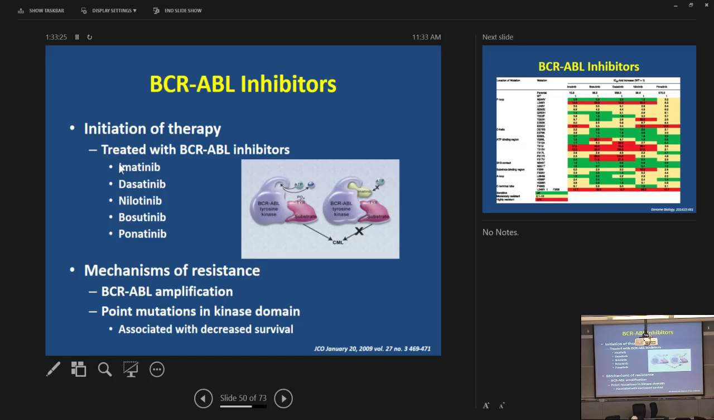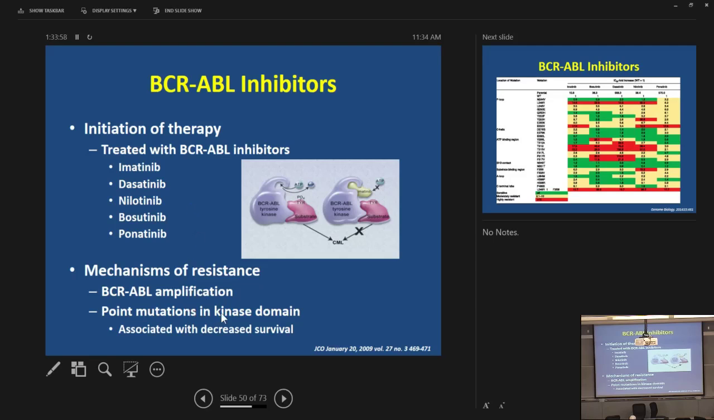So imatinib was our first BCR-ABL drug. And since it came out, it was kind of like our BRAF inhibitors. When it first came out, we gave it to everybody. It worked great. But then what did we see? Resistance, right? So then we started developing second generation and third generation BCR-ABL inhibitors. So now we have imatinib, dasatinib, nilotinib, bosutinib, and ponatinib. Okay, say those all five times. It's really fun. Okay. All right.